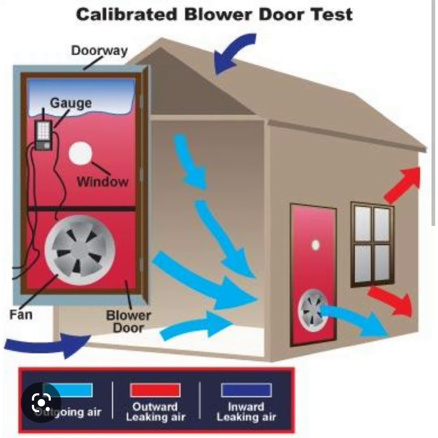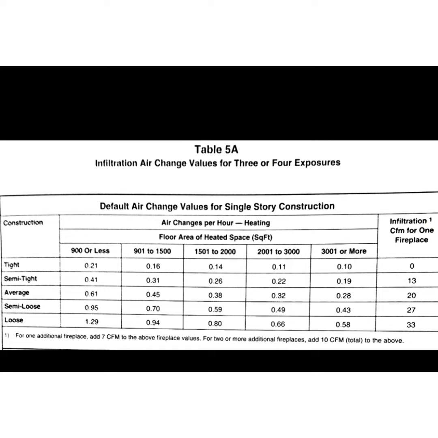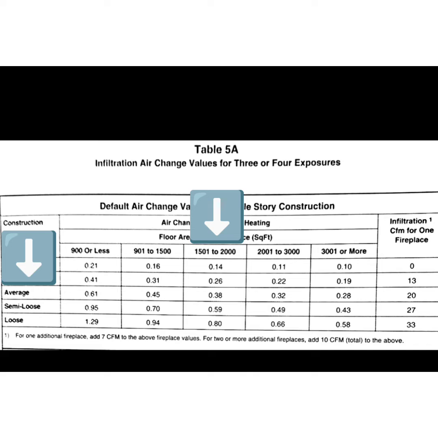Well, it's impossible to know without a blower door test. A blower door will give you your air changes per hour rating to help you determine what your infiltration rate is. But let's say you don't have access to a blower door. Fortunately, Table 5A in Manual J gives some default values. So let's say that we're dealing with a 2,000 square foot single level house of average infiltration. You can see from this chart that our air changes per hour, or ACH, is 0.38.